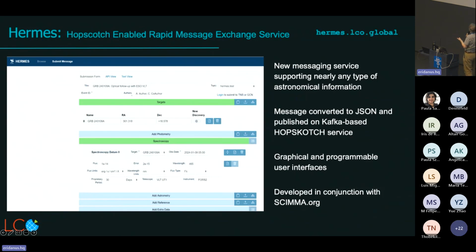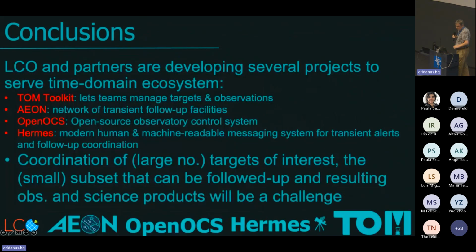So here we are saying that we followed up with ESO-VLT on this particular GRB. We took a spectrum of it. It has this flux. It covers this wavelength range, taken with FORS2.